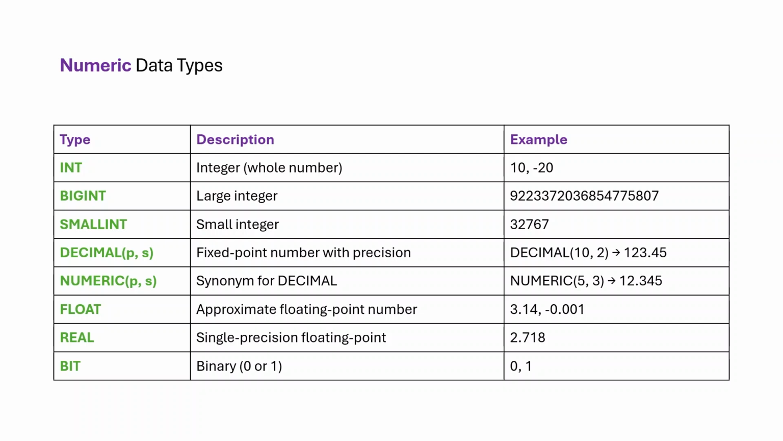If you want to store an integer, you can use int. It stores both positive and negative values. If you want to store a very big number, you can use big int, and for small numbers, you could use small int. For decimal values, you could use either decimal or float. Then you also have real and bit. Depending upon your situation and use case, you can use any one of these.